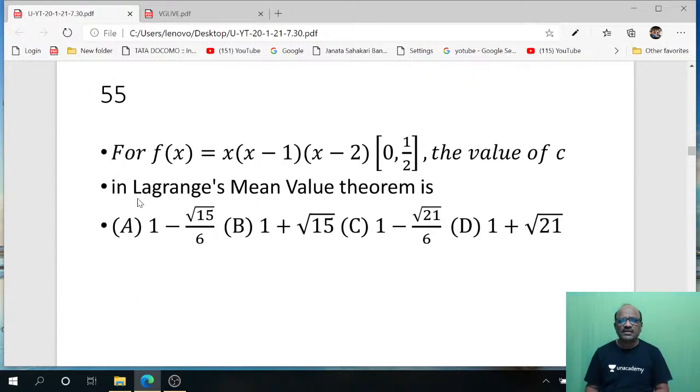See this here. For f(x) = x(x − 1)(x − 2) on the closed interval [0, 1/2], the value of c in Lagrange's mean value theorem is, what will be the value of c? The first option is 1 − √15/6, B is 1 + √15, C is 1 − √21/6, and D is 1 + √21.